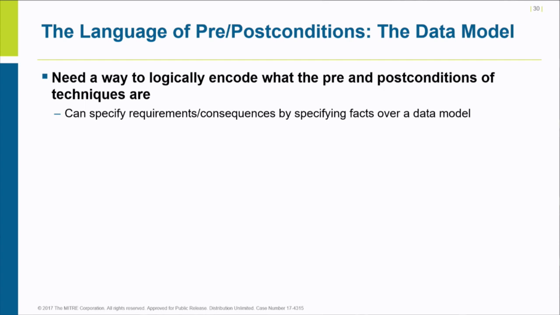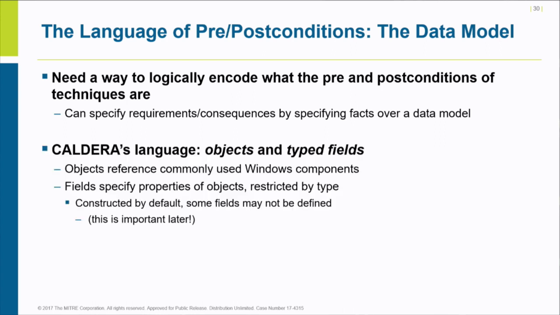So the next thing we need with Caldera is a data model to talk about the preconditions and postconditions. It's easy for me to verbalize them and say I need this and I need that, but we need a way for Caldera to do this all automatically. So Caldera's language basically has objects and type fields, where the objects reference common Windows things, as well as other things that are more useful for the adversary. I'll give a couple examples of that.